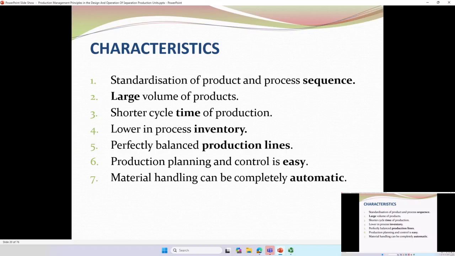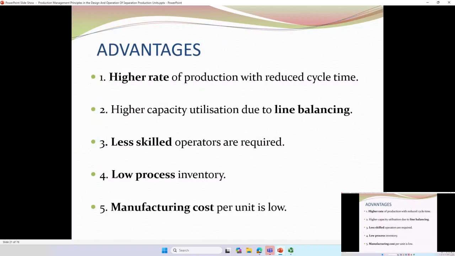But don't forget me. So, the advantages: higher rate of production, higher capacity utilization, less skill, so cheaper labor. Then low process inventory because they use everything. Manufacturing costs: they are the people who know how to do recycling very well. They use everything up, so manufacturing cost per unit is low. That is the secret of all these cheap products.